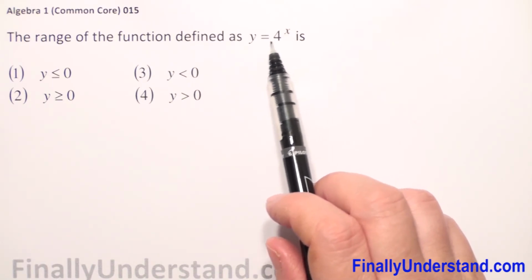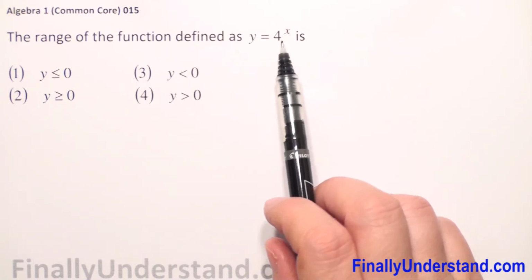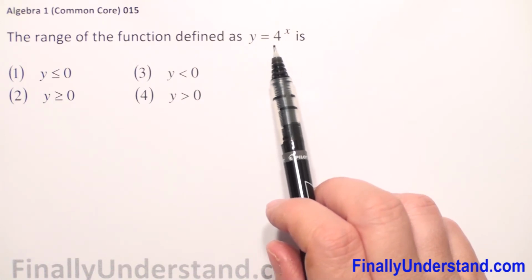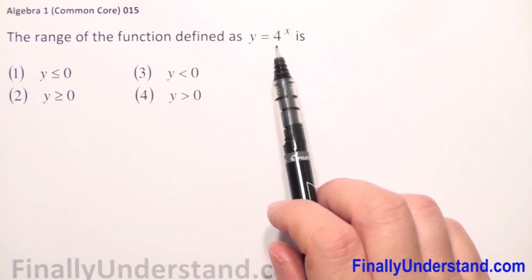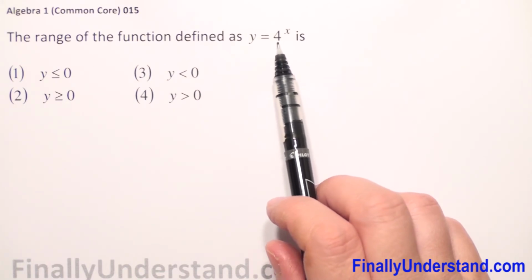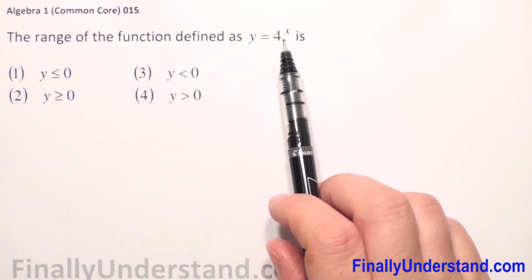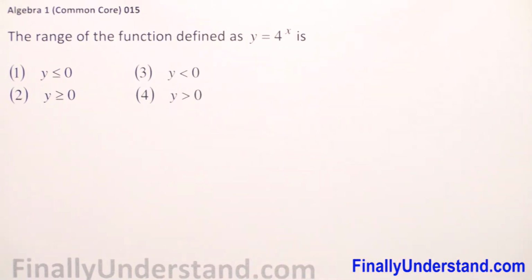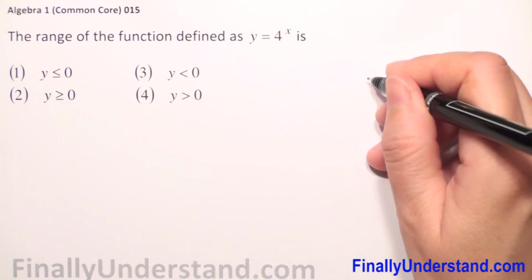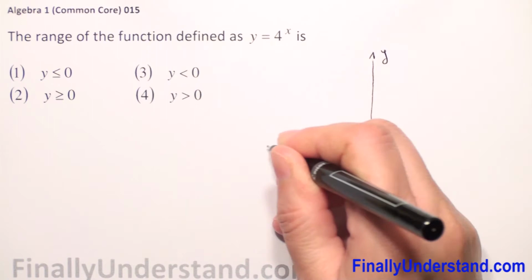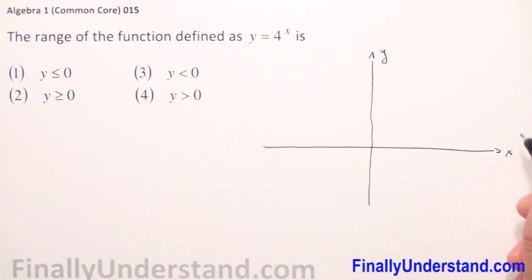So we have here an exponential function, and now if you have a calculator you can graph this function and see the range. But if you don't have one, you always have to memorize that when the base is constant and the variable is in the exponent, the graph of our function, let me draw the xy plane, is something like this. This is the y-axis, x-axis.